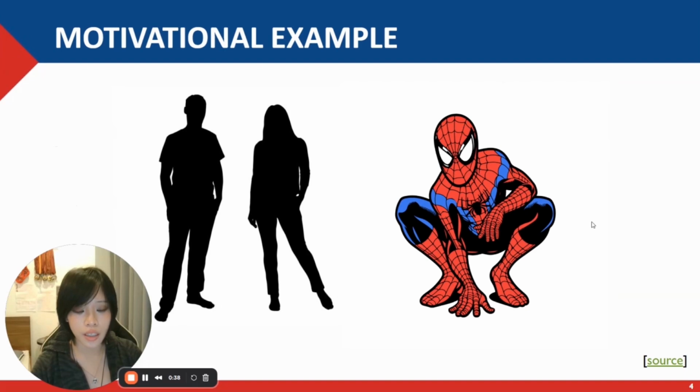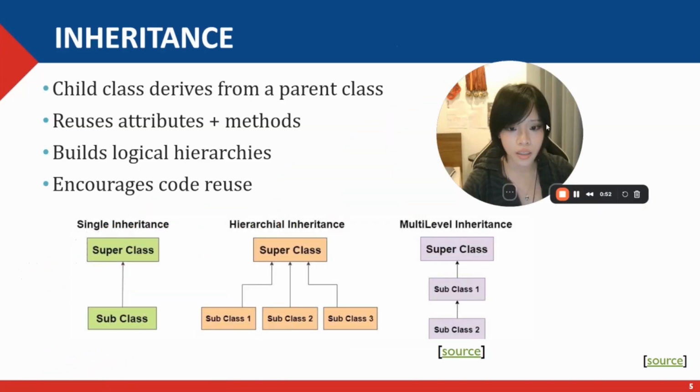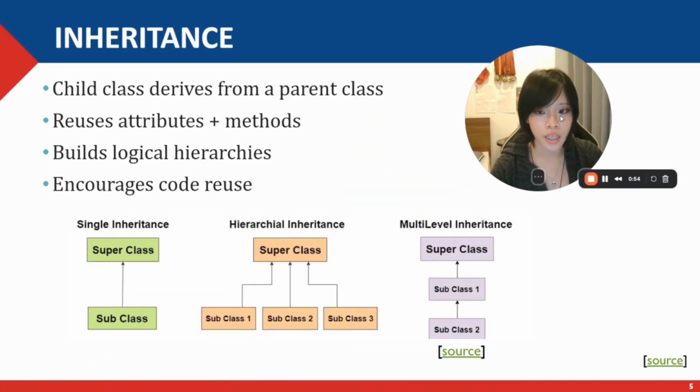So, first, think of Spider-Man. He inherits all the basic human traits from his parents, like hands, legs, walking, but after being bitten by a spider, he develops new traits like shooting webs or climbing walls, and this is exactly how inheritance works in OOP. So the child class derives from a parent class and it reuses the attributes and methods of the parent class. However, it can add customizations and different attributes of its own.